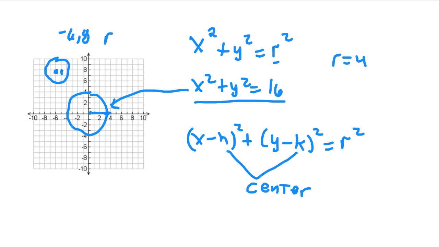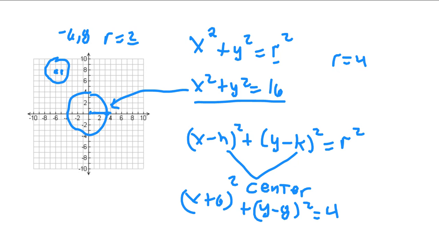Okay? So now, if I wanted to write an equation, this would be x plus 6 squared, because this was -6. If you put it in there, negative makes positive, plus y minus 8 squared is equal to 4, because I just squared the radius. So that would be my equation for this circle. So they're going to ask you to be able to write an equation of a circle. They're going to ask you to graph a circle.